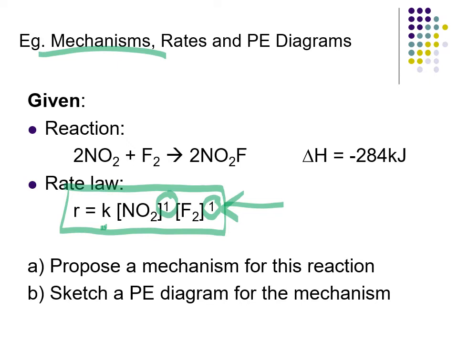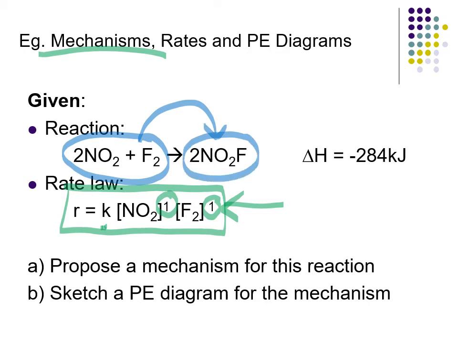So let's try doing this. Let's propose a mechanism for this reaction, and then we'll draw a potential energy diagram to hopefully visualize what we're talking about when we're talking about mechanism. But essentially what we're saying is, yes, we're taking these two reactants and they're producing this product. However, it doesn't necessarily happen in one go. It might happen in several steps.